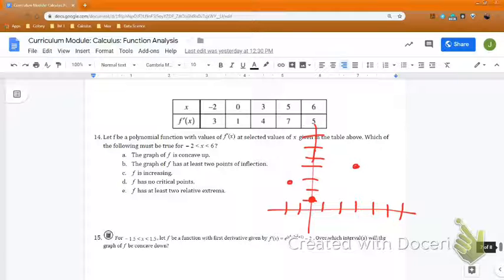All right, when you're done, it should look something like this. This is what I got at least. It doesn't have to be super, super accurate, but as long as it looks something like that. All right, it says, which of the following must be true for the interval from negative 2 to 6 if this is a graph of the first derivative? These are points on the first derivative.